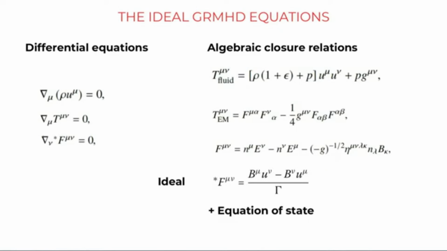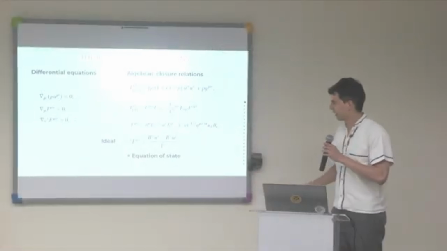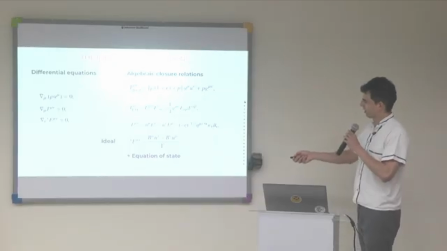Sure. So epsilon is the internal energy of the flow. And what else did you ask? Sorry, epsilon and what? Epsilon is the internal energy of the flow. And this gamma is the Lorentz factor. Right, so this is the Lorentz factor of the plasma.